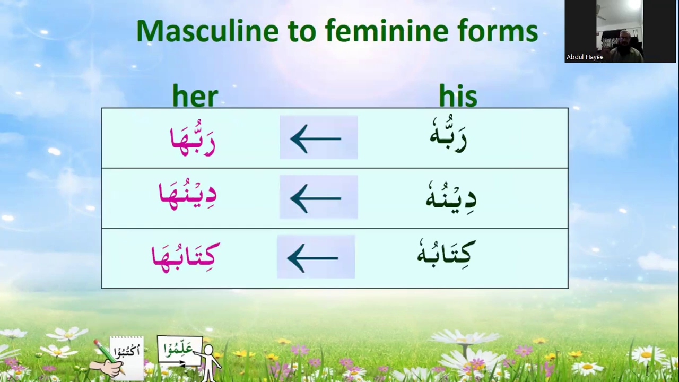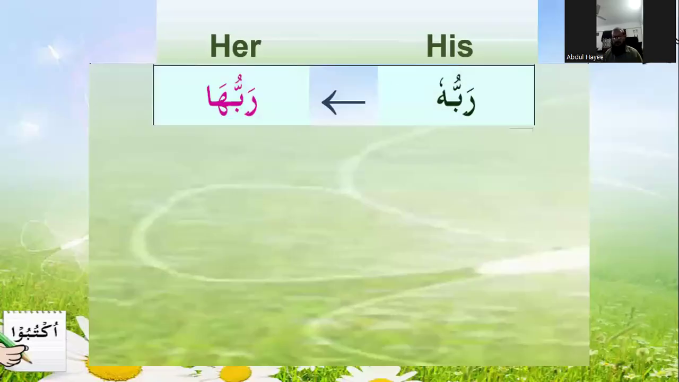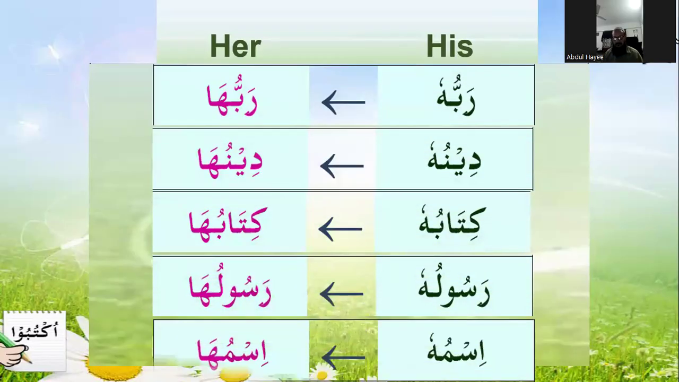Rabbuhu will be Rabbuha. Dinuhu will be Dinuha. Kitabuhu will be Kitabuha. From masculine to feminine. The last one will be Rasuluhu, Rasuluha. Ismuhu, Ismuha. So just look at the difference in the ha. The masculine ha and then the feminine ha. Next slide.